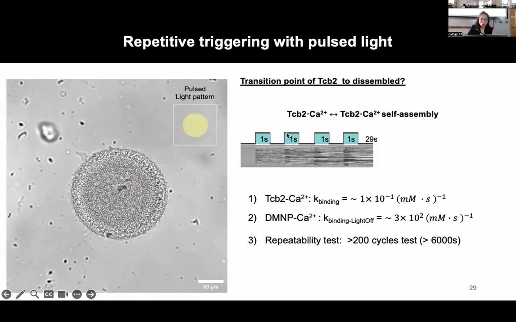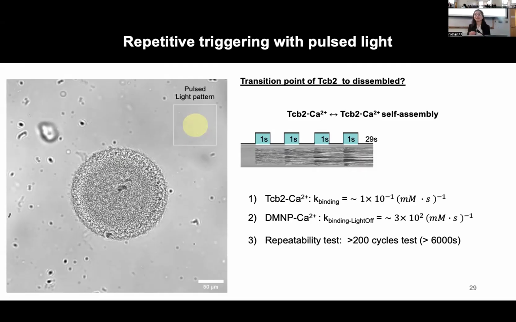But when I recharge, or we give the signal again, you can say it's forming the network again and disassembling, forming the network again and disassembling. But in a general trend, you can say the network starts growing through this slope. And why does it happen like that? I want to mention one thing, the binding rate here.